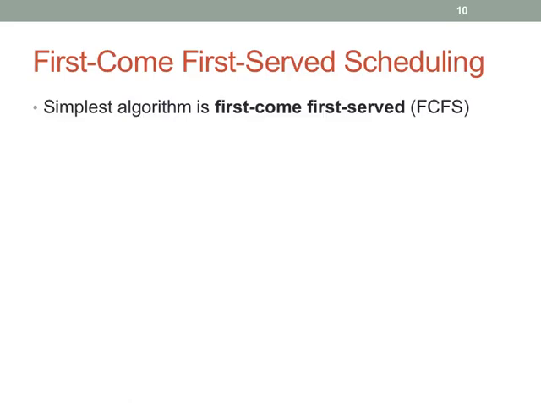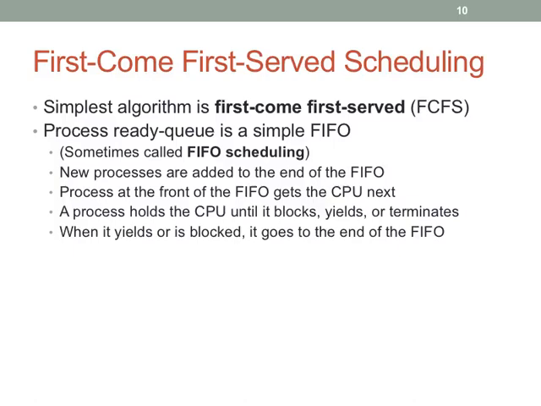Okay. First algorithm we're going to talk about is really boring. It's called first come, first serve. And it's basically just a queue. So you have a FIFO. And basically, new processes always go on the back, and eventually they make it to the front, and then they get the CPU for as long as they want it.